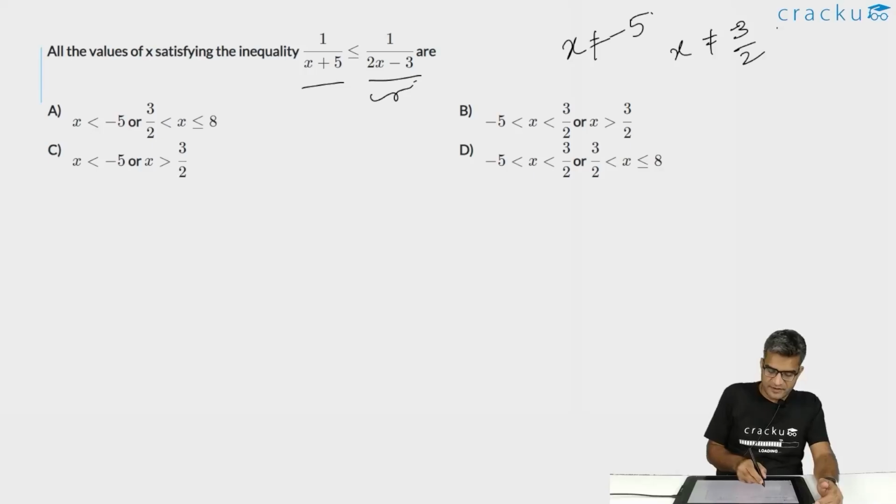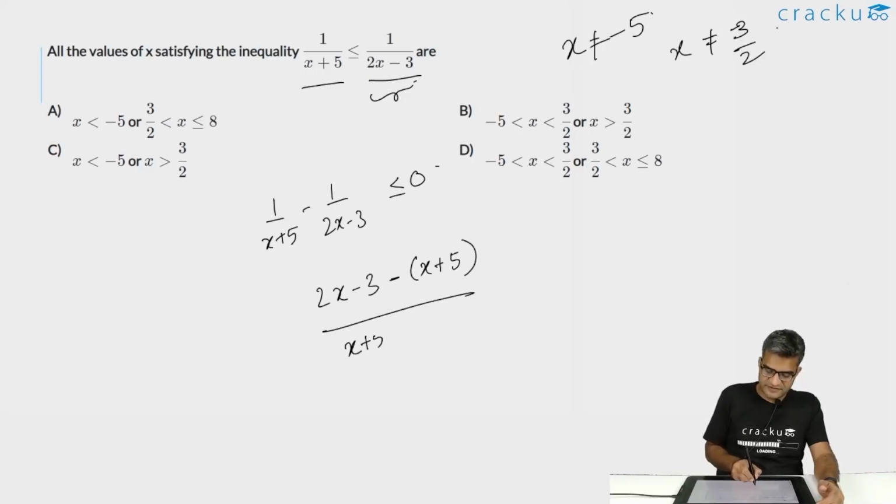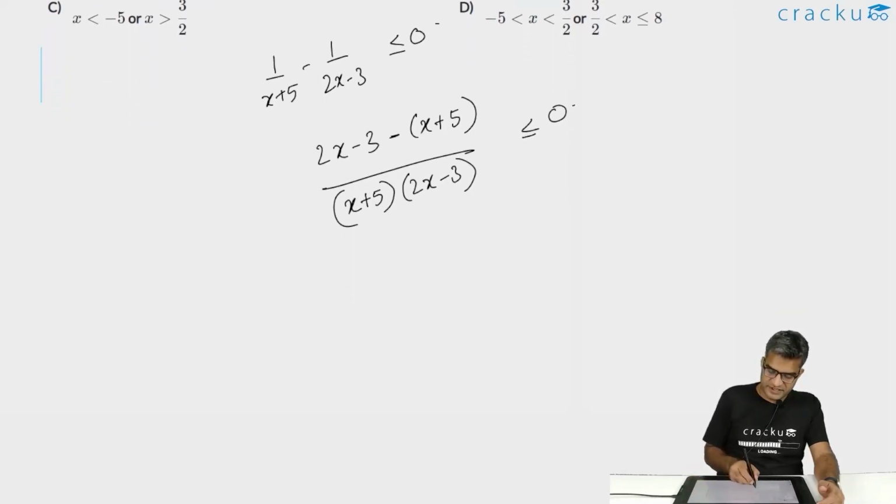Now if you take both the terms to one side, 1 by x plus 5 minus 1 by 2x minus 3 is less than or equal to 0. This would imply that 2x minus 3 minus x plus 5 divided by x plus 5 into 2x minus 3 is less than or equal to 0. This would imply that x minus 8 divided by x plus 5 into 2x minus 3 is less than or equal to 0.